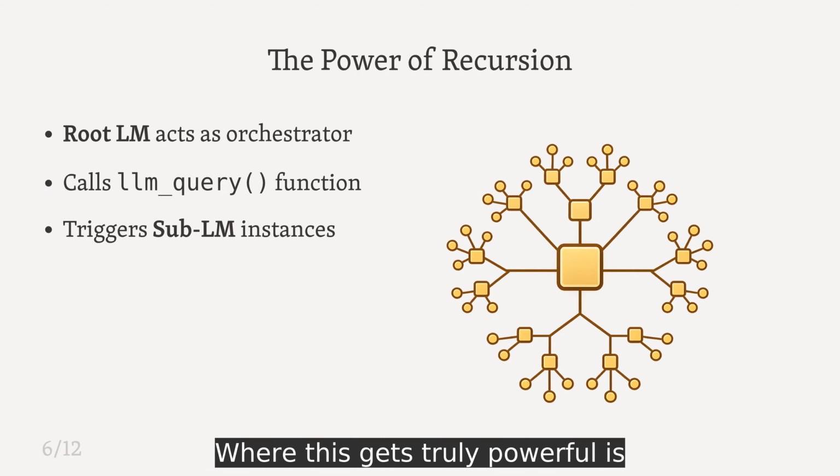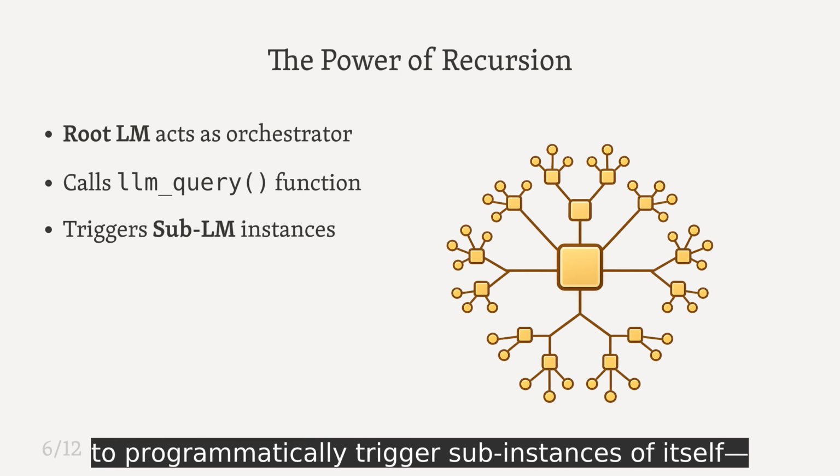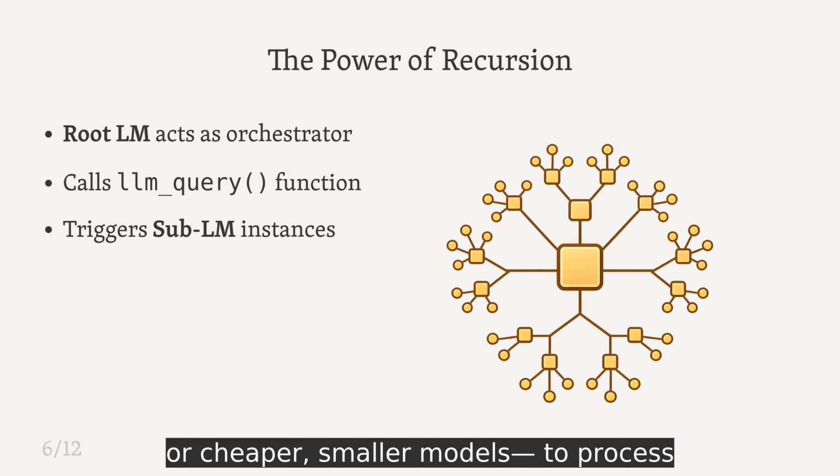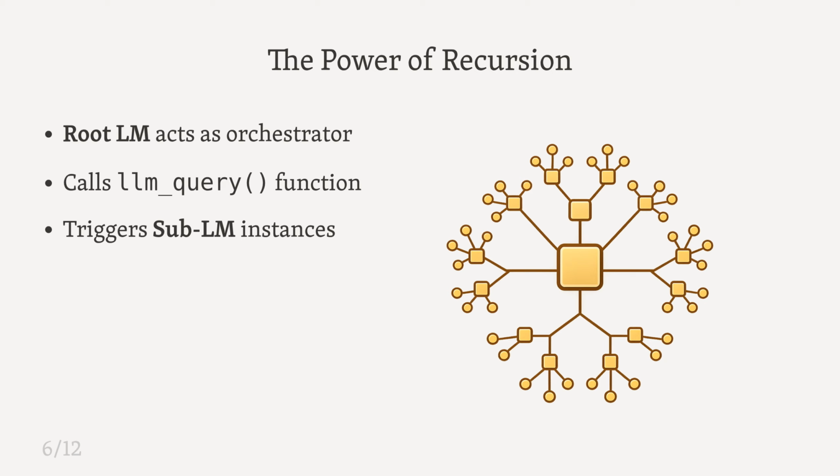Where this gets truly powerful is recursion. The root model, acting as an orchestrator, can use a special function called RLM. This allows it to programmatically trigger subinstances of itself, or cheaper, smaller models, to process specific chunks of data. These submodels return summaries or answers back to the REPL, allowing the root to synthesize the final result.